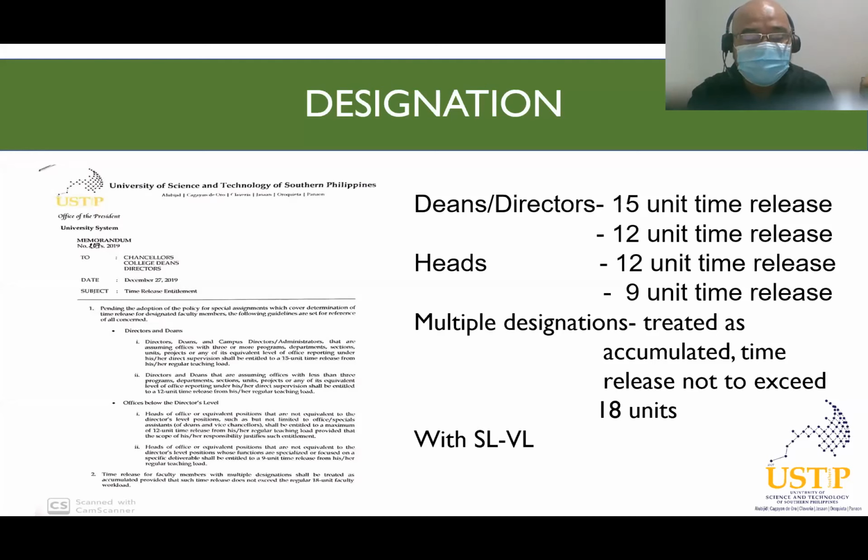Then, if you have multiple designations, it should not exceed 18 units, no? Antayan ni mga dili kay dapat naagi kay at least 3 units kay teacher man ka, no, sa akong pag-evaluate sa imo, ha, when it comes to NBC 461 dapat na kay evaluation ana, no. And then you'll be given SLVL, means sick leave and vacation leave credits for that.